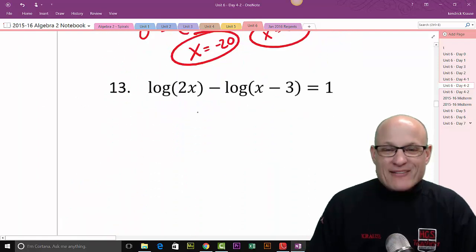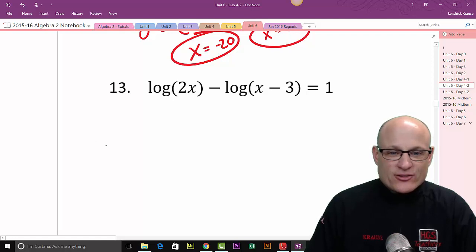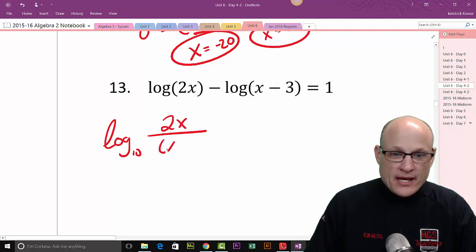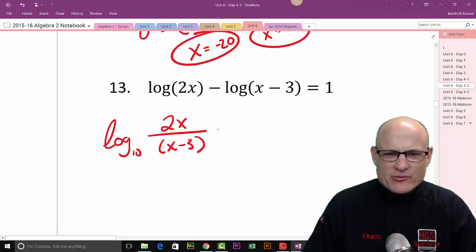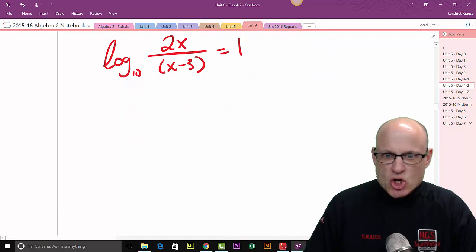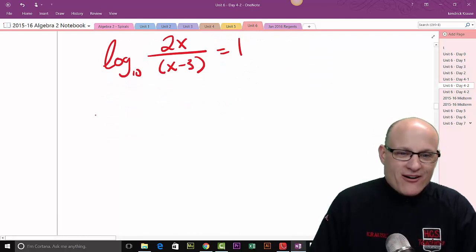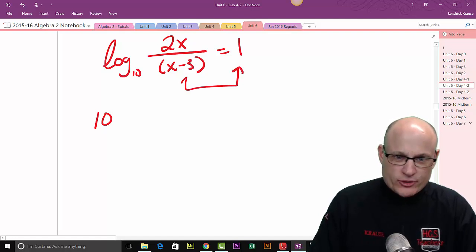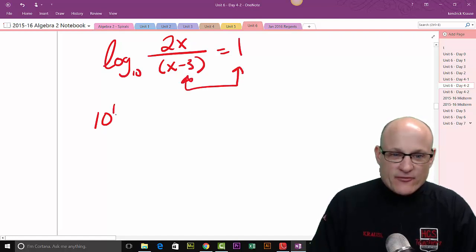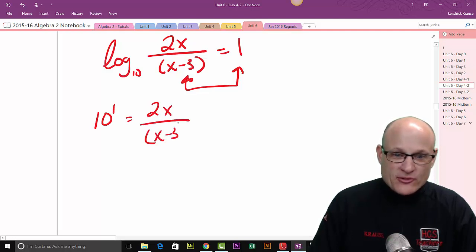All right, so we have subtraction here. So this subtraction is going to condense: log base 10 of 2x over x minus 3. Notice I keep that x minus 3 in parentheses because that's a good idea, because that's what my teacher taught me to do, and I like my teacher, and I don't want to make him mad. All about that base. 10. We switch. So 10 to the first is equal to 2x over x minus 3.